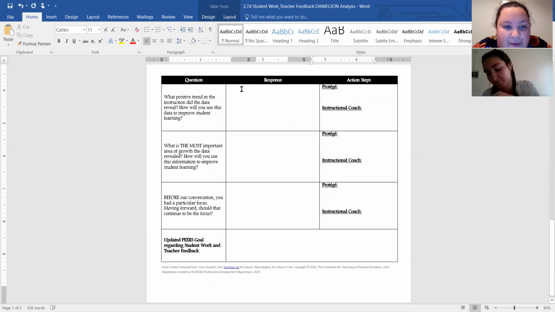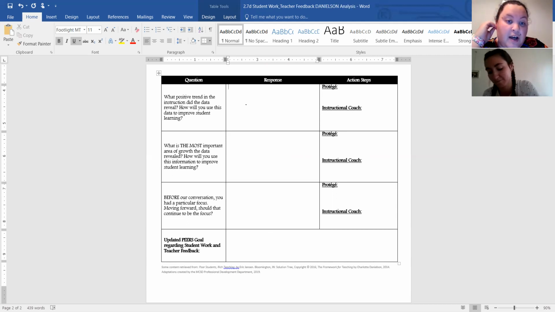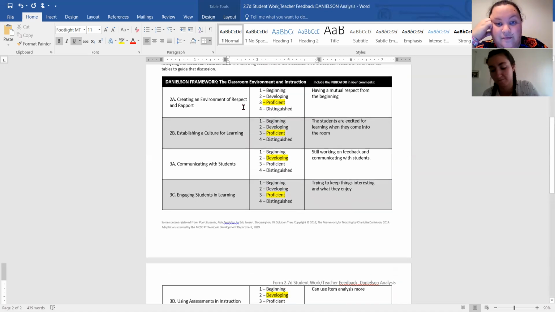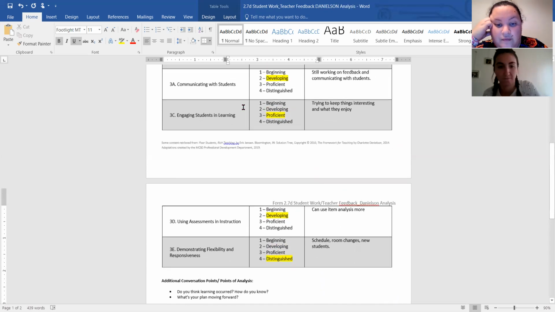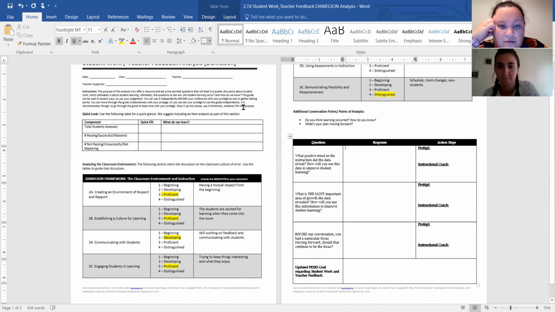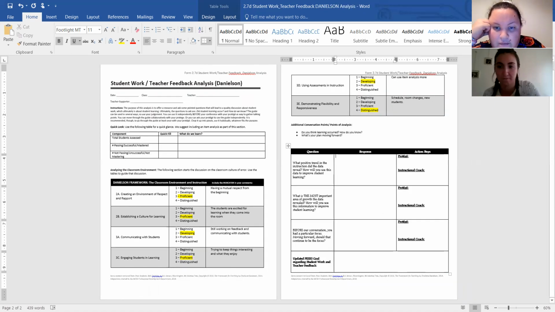Okay, so what positive trends in what we just reviewed did it reveal, going over this data right here? And I can zoom out so you can see it all. Let me see if I'll zoom out just a tad more. There we go.